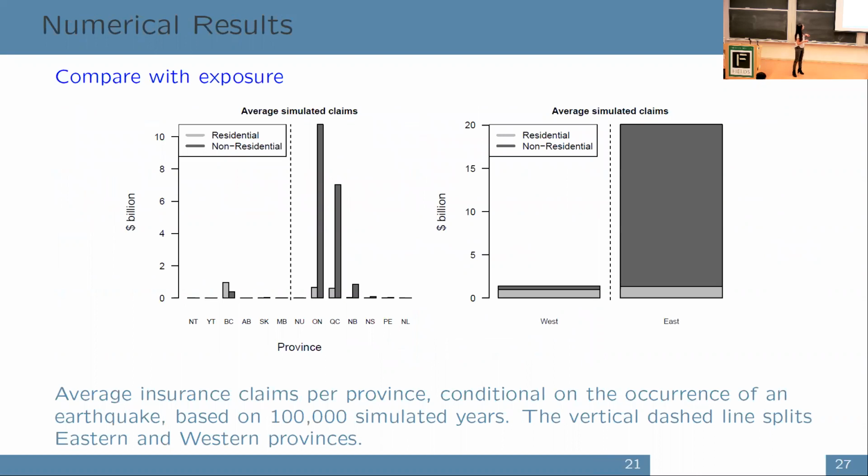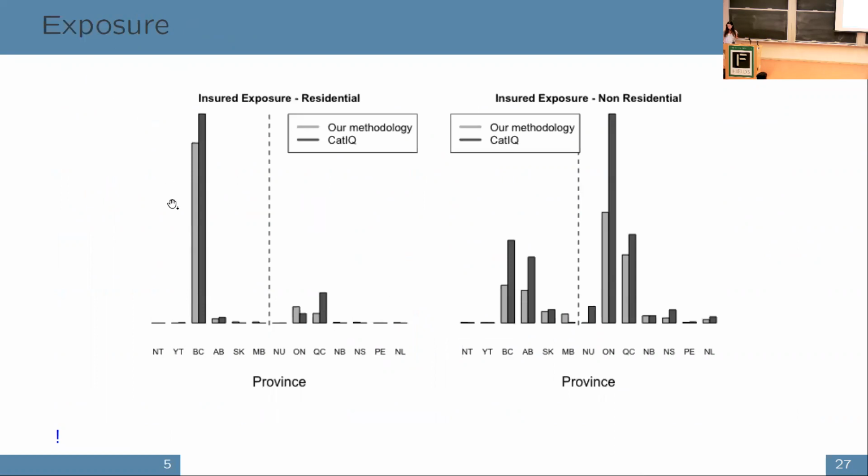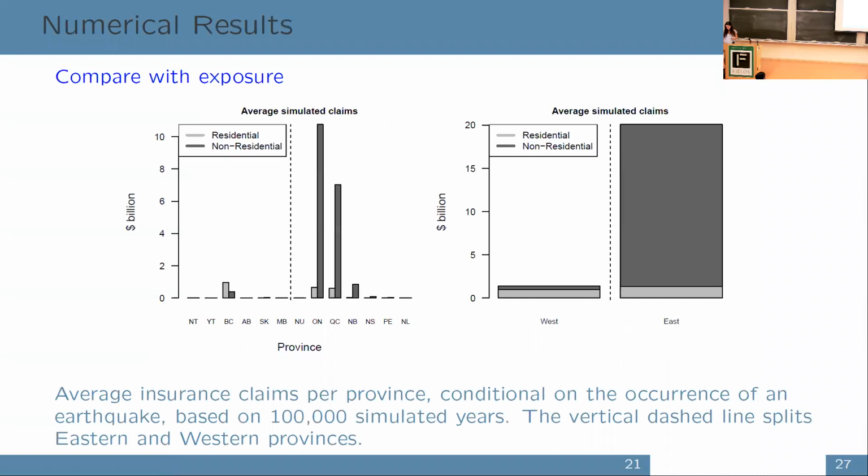So if I come back here to the simulated claims that we had. And if we go back to this first slide on exposures, we have lots of exposures for residential in the west, lots of exposure for non-residential in the east. We have the split between east and west just to have the comparison after with the OSFI's calculations. We have the residential and non-residential, it still holds here. We have much more claims for non-residential than we have for residential.